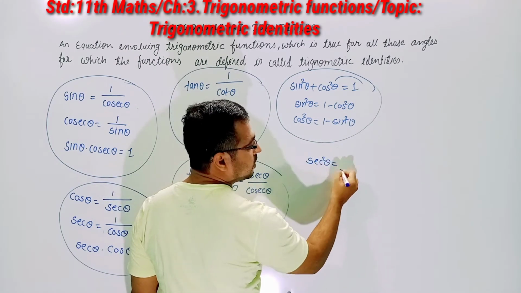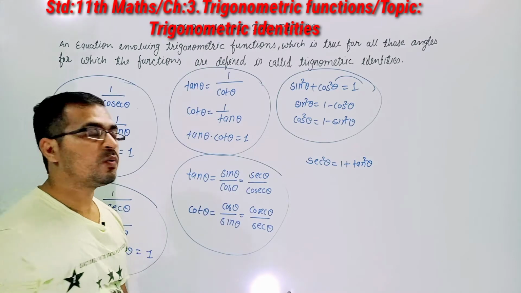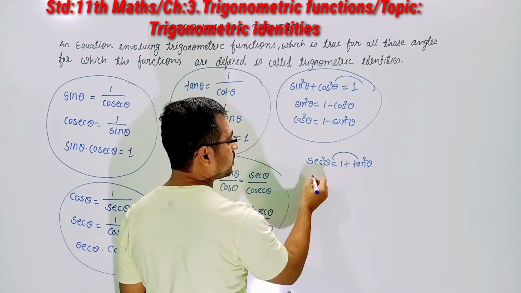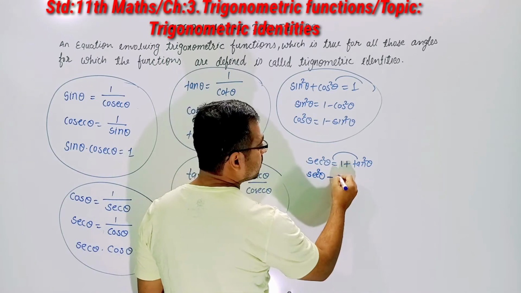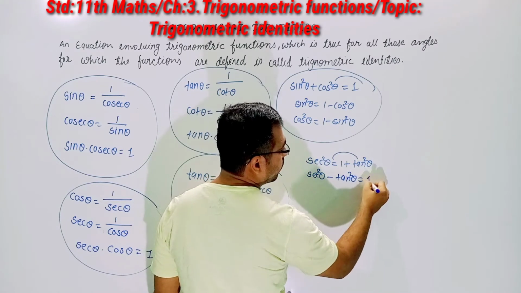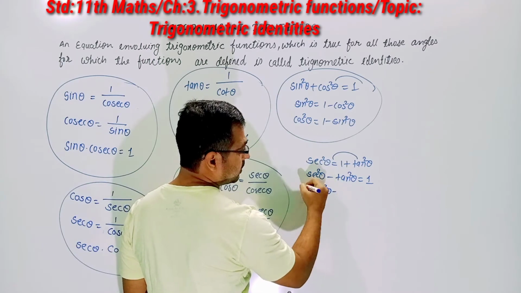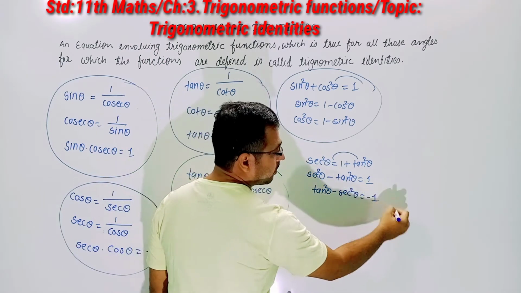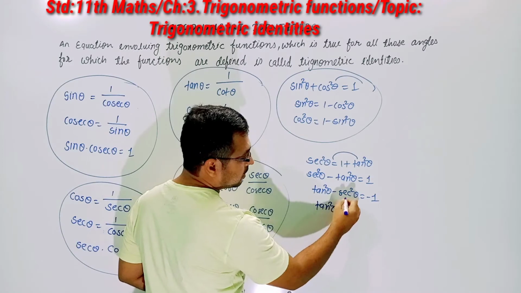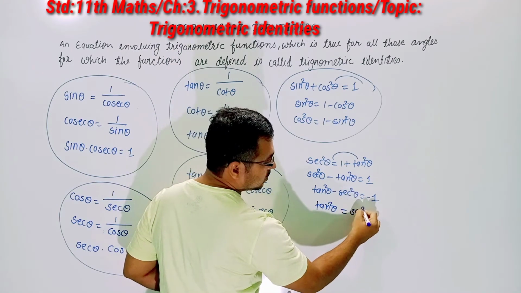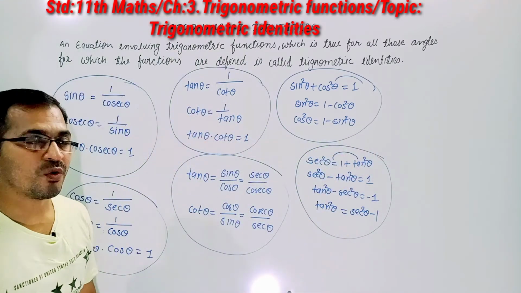Right, students? Similarly, we know that sec square theta is equal to 1 plus tan square theta. Moving to this side, sec square theta minus tan square theta will be 1. If you want tan square theta minus sec square theta, it will be minus 1. And tan square theta will be sec square theta minus 1. So in this way, students, from one formula you can get three more formulas.